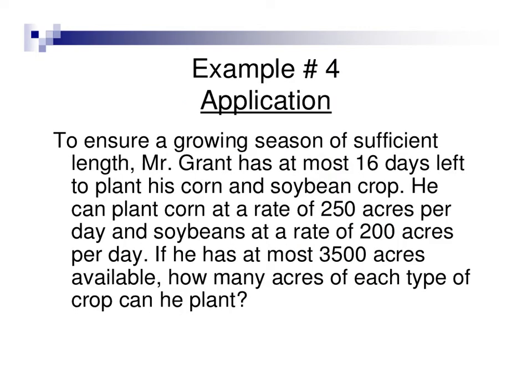All right, here's another application problem. It says, to ensure a growing season of sufficient length, Mr. Grant has at most 16 days left to plant his corn and soybean crops. He can plant corn at a rate of 250 acres per day and soybeans at a rate of 200 acres per day. He has at most 3,500 acres available. How many acres of each type can he plant?